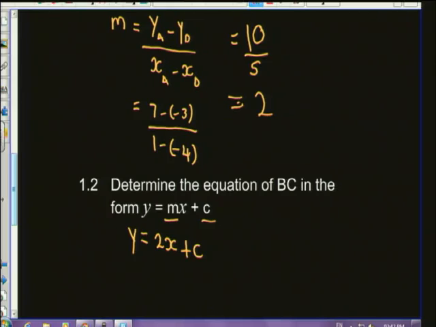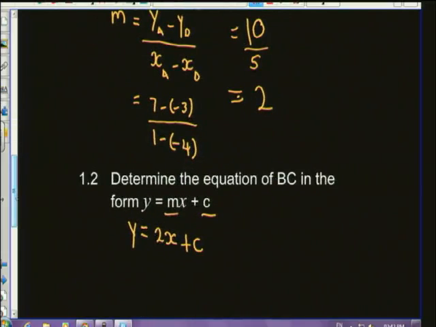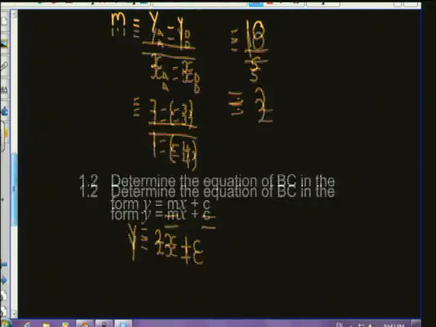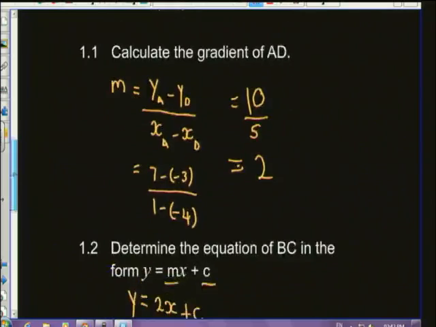Okay, where am I going to get this value of c? If I've got a value of x and a value of y, then I can substitute those two into this equation and solve for the unknown c. So all I need is a point that lies on BC. And if you look, point C lies on BC, and the coordinates of point C are -2, -8. So we're going to substitute that point.